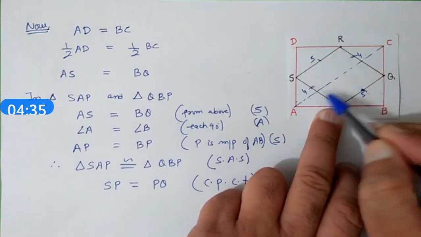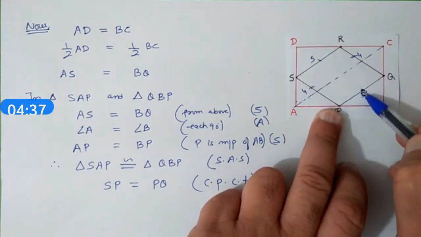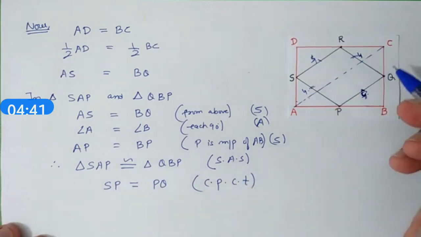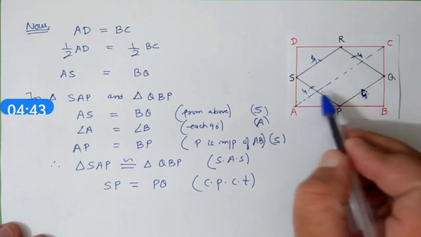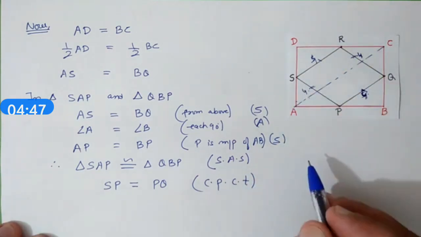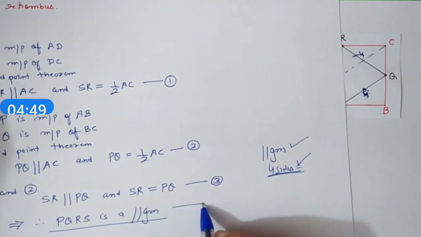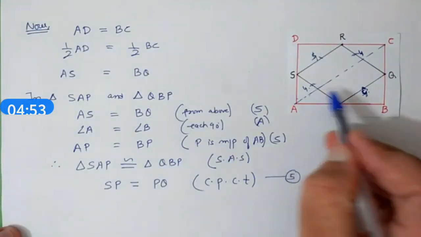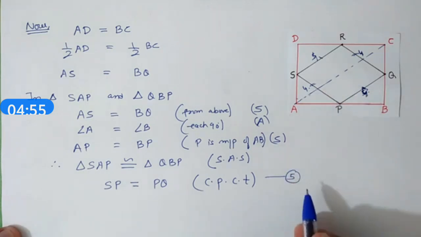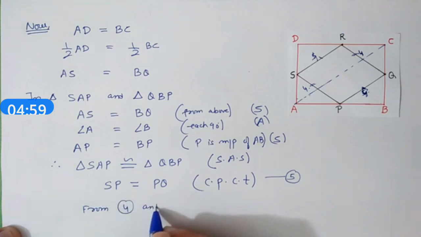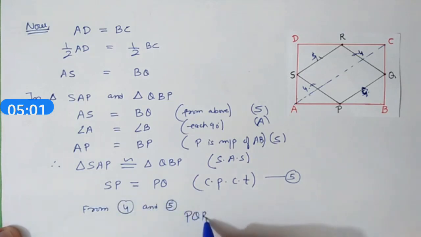We have already proved it a parallelogram, and if the four sides of a parallelogram are proved equal, then it will be a rhombus. So students, from here you can write that this implies, you can give it equation number 4, where you have written this is a parallelogram, and SP equals PQ. Give it equation number 5, and now write down from equations 4 and 5, PQRS is a rhombus. Hence proved.